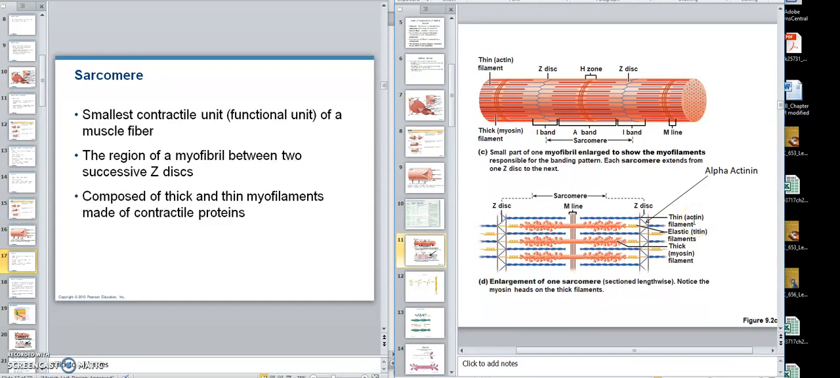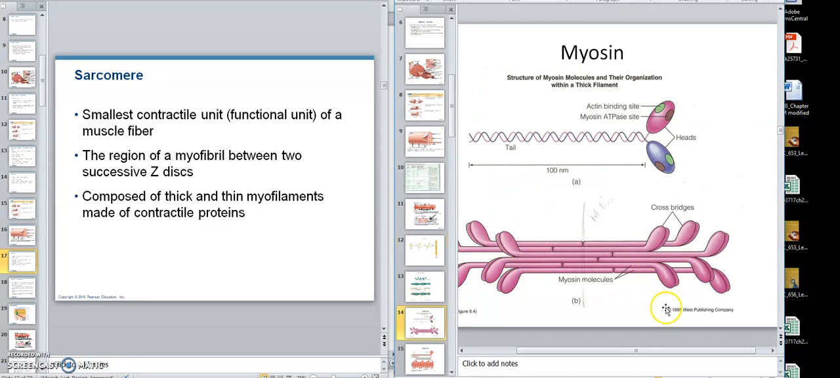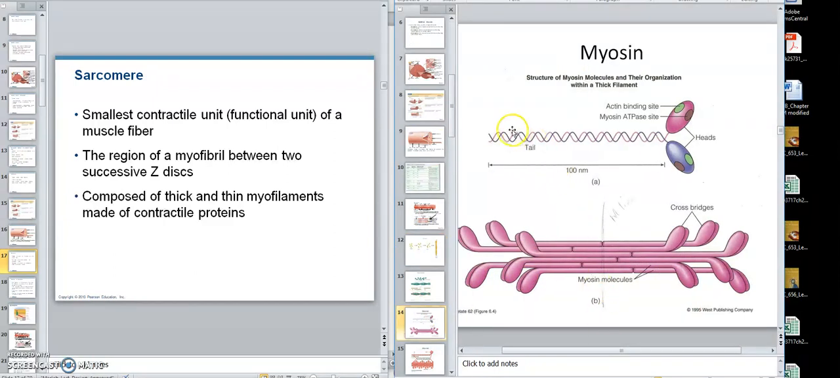Now I want to look at myosin. Here's myosin. Myosin is 2 long proteins, 2 long polypeptides, that are wrapped around one another. Each one of them has a head. So this is 1 myosin molecule, and it has 2 heads. When you wrap them around one another, it looks almost like a golf club, a 2-headed golf club.